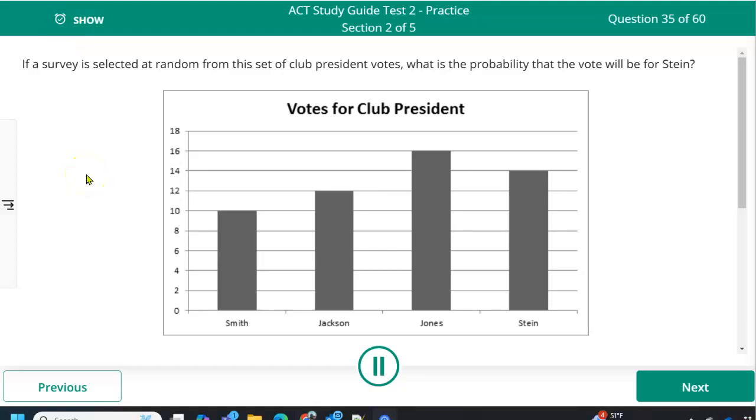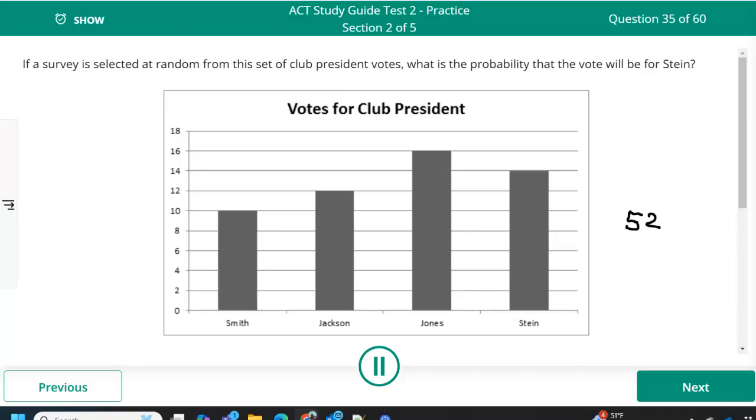If a survey is selected at random from this set of club president votes, what is the probability that the vote will be for Stein? We have Smith, Jackson, Jones, and Stein. That's kind of an odd phrasing. I guess they just mean if you pick a vote at random. Well, we have to know how many votes there are first of all. So there's 10 for Smith, plus 12 for Jackson, 22, plus 16 is 38, plus 14 is 52. 52 total votes.